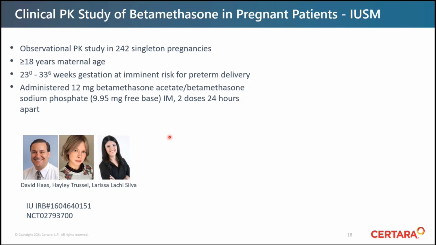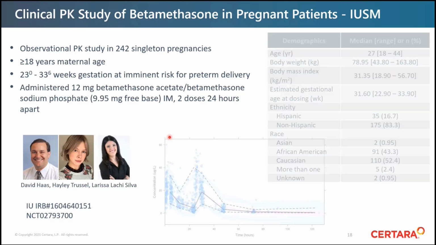The individuals were at least 18 years of age and between 23 and 34 weeks gestation. They were at imminent risk for preterm delivery. There were some exclusion criteria, including hepatic or renal failure and severe fetal anomaly. These individuals were administered 12 milligrams of betamethasone acetate and betamethasone sodium phosphate, the Celestone Soluspan formulation, which contains 9.95 milligrams of free betamethasone, intramuscularly, 2 doses, 24 hours apart.